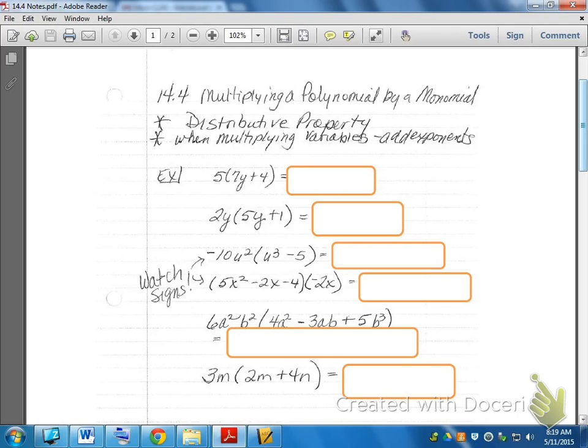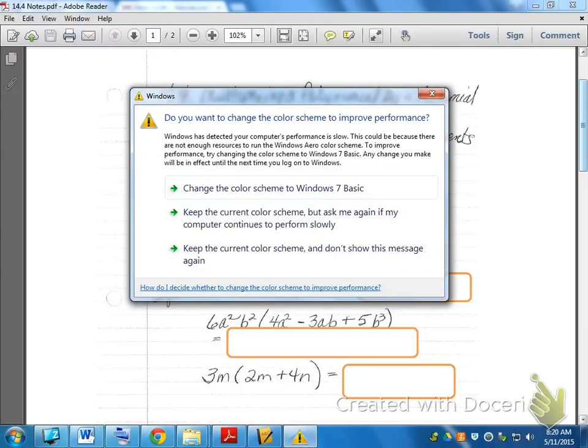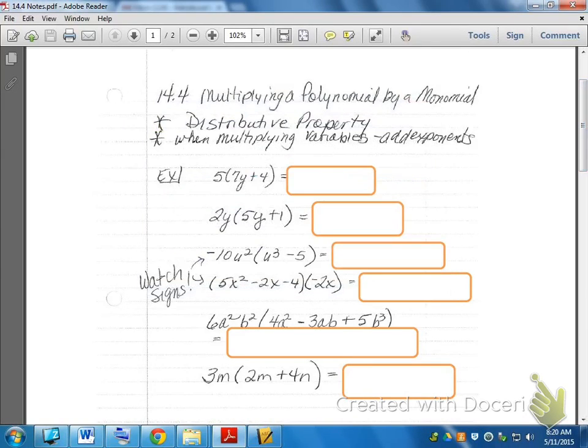Make sure that if there is a variable outside of the parentheses that you're distributing through, that you add exponents. So when you multiply variables with the same base, you add the exponents on those variables. If there's not a variable written there, then the exponent is just a 1.